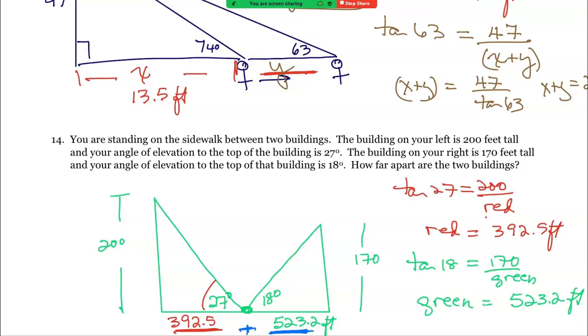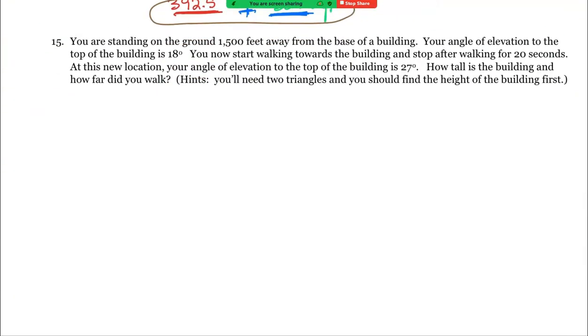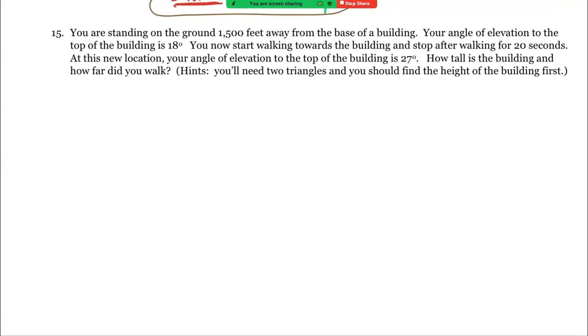Okay, so how far apart are they? So you're going to say 392.5 plus 523.2. That's 915.7 feet apart. Okay, so that's how many feet apart they are, and I just added up these two distances. So drawing this is half the battle. So draw very carefully. Okay, two more problems to go in this video.